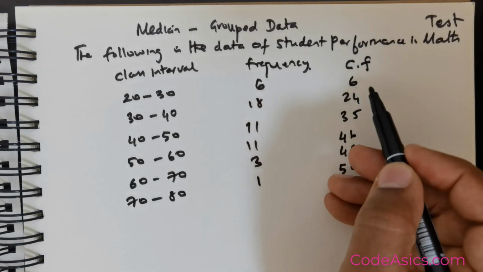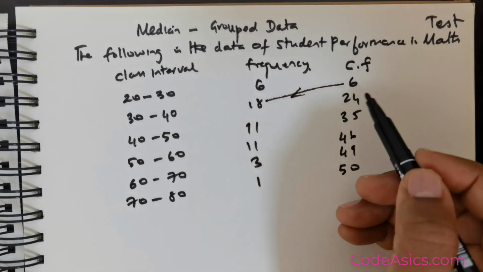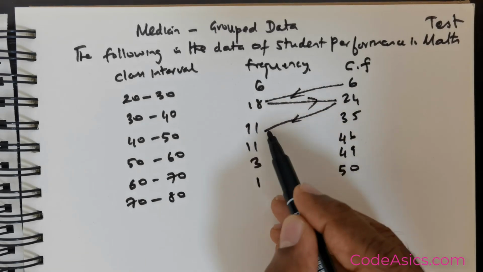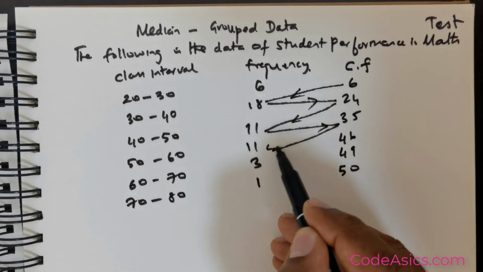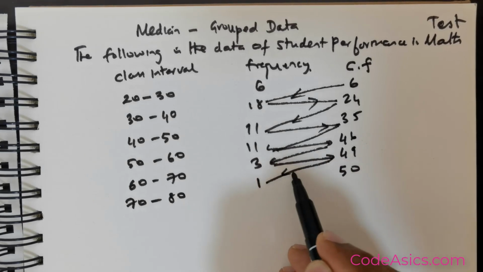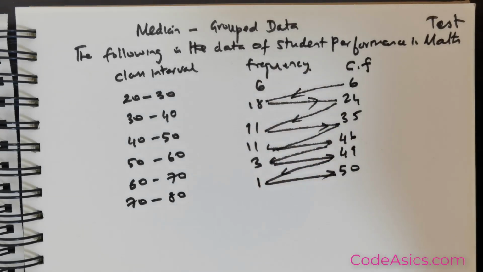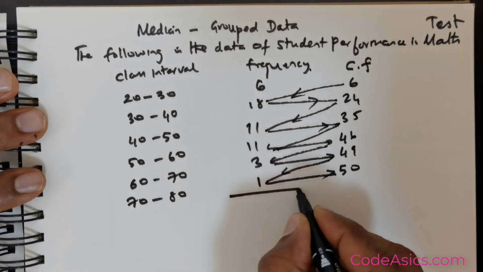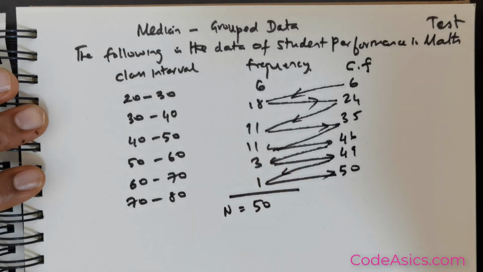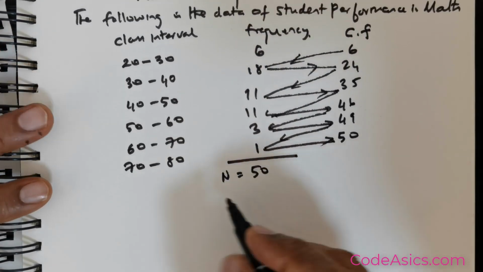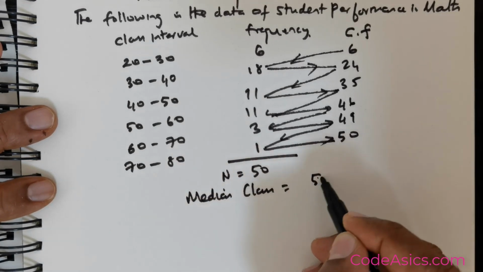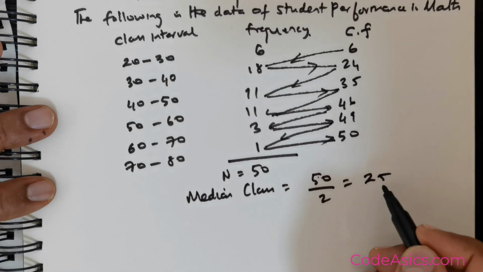So this is how it goes, right? That's the way you calculate cumulative frequency. Now next you need to add up all these frequencies. So that will give you 50. Now first and foremost, you need to find the median class. So for that, to get the median class, you divide 50 by 2, you get 25.